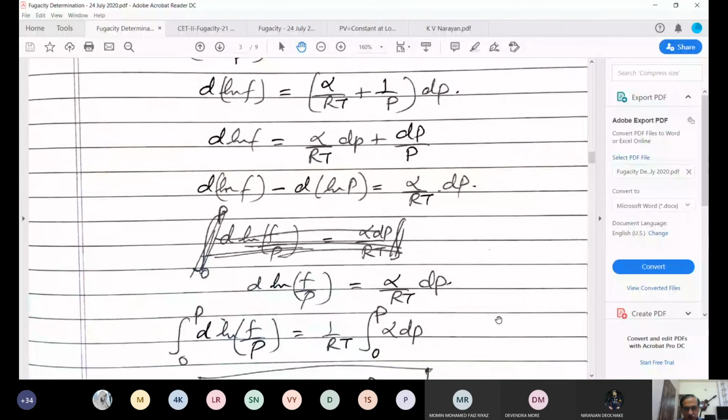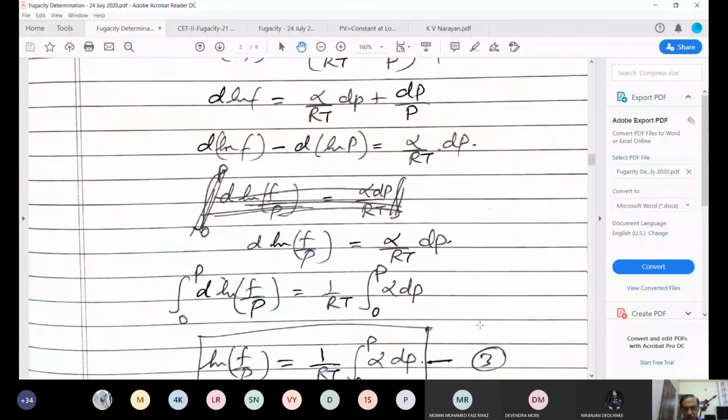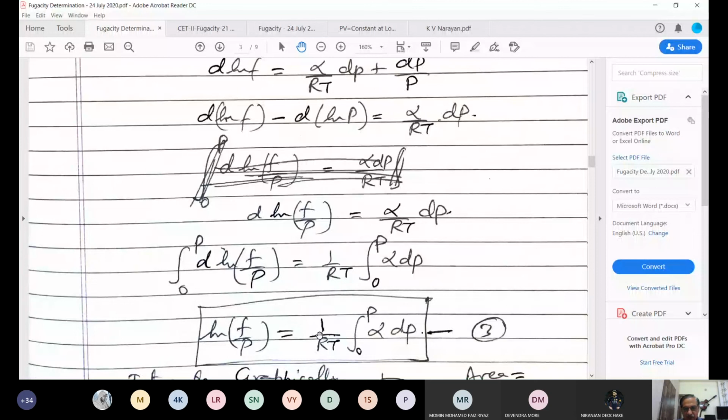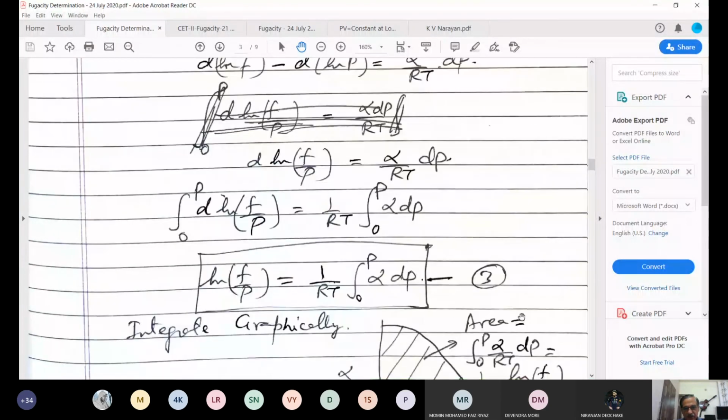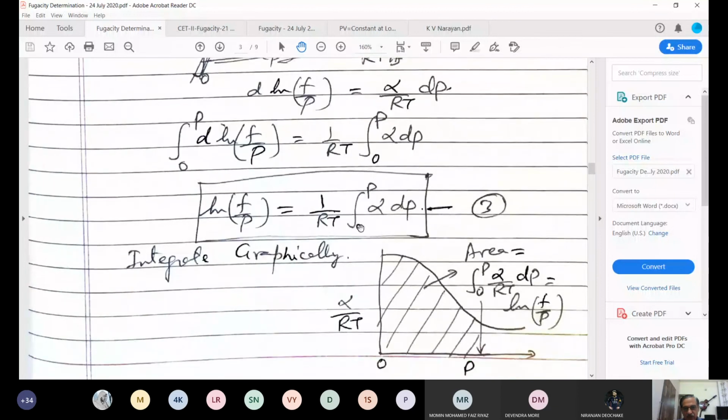dln f minus dln P is dln (f by P), equal to alpha by RT into dP, and if you integrate this from 0 to P, 1 by RT is constant, integrate 0 to P alpha dP, and what you'll get is ln (f by P) is equal to 1 by RT integral 0 to P alpha dP. So this is the derivation using residual volumes. Simple derivation. So what we do is we integrate this graphically. We plot alpha by RT versus pressure. We get some curve like this and find the area under the curve from 0 to pressure P, and this area under the curve will be nothing but ln (f by P).